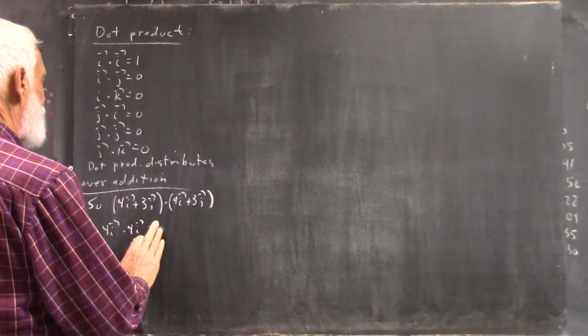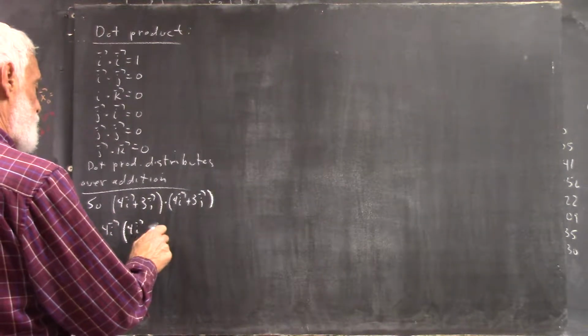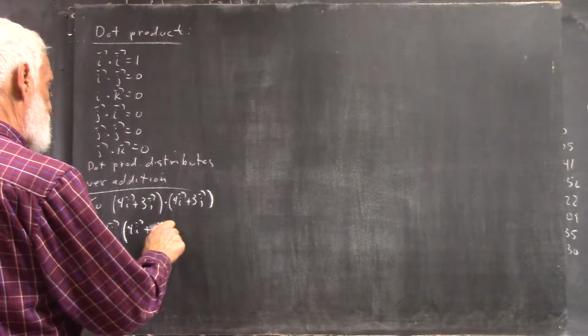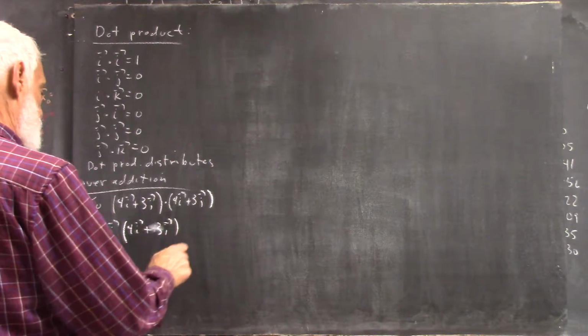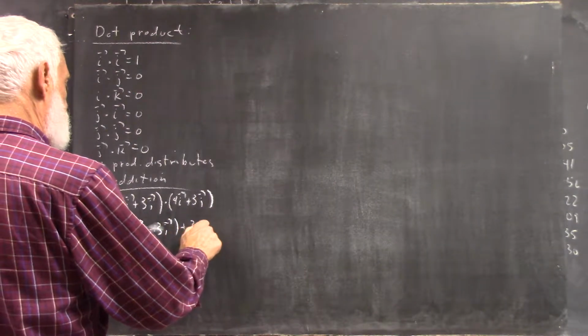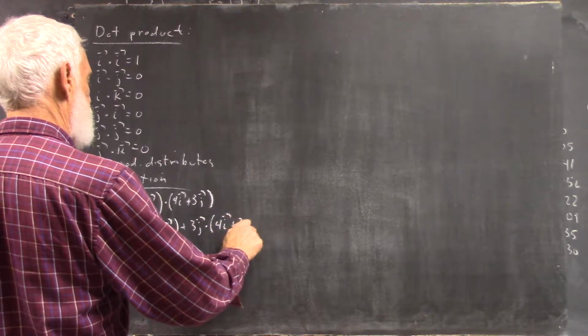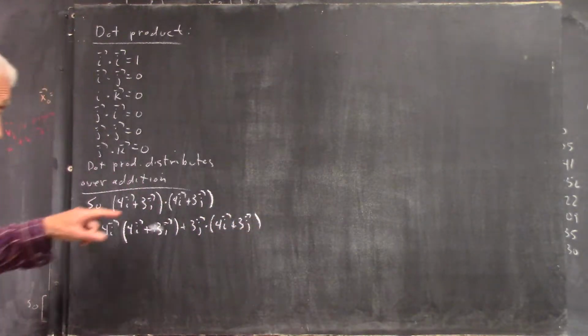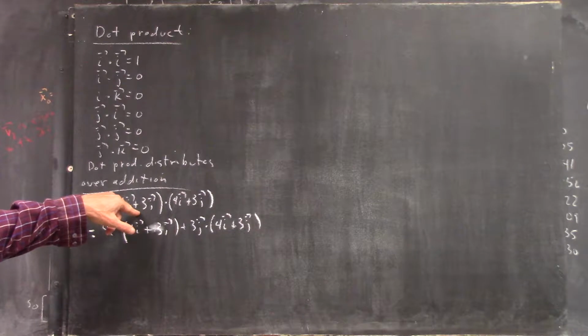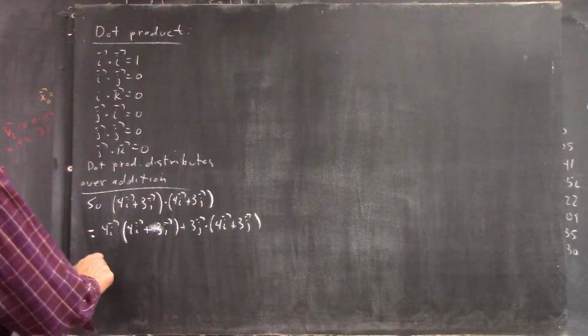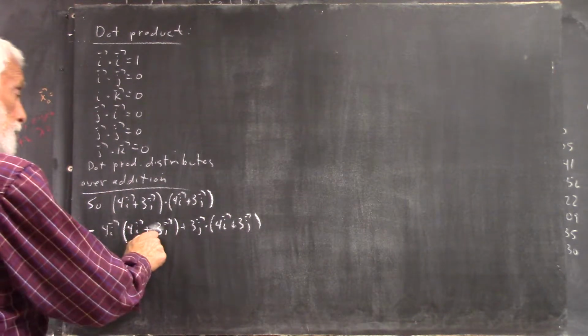Well, actually I'm going to write it like this. 4i times (4i + 3j), dotted with this, plus 3j dotted with (4i + 3j). That's distributing on this plus, right? And that's equal then, well, we distribute over this plus.